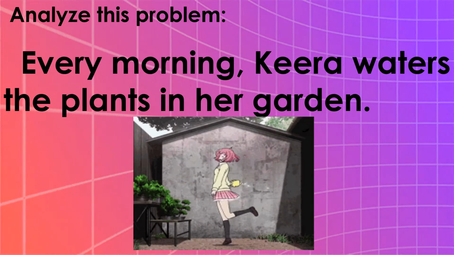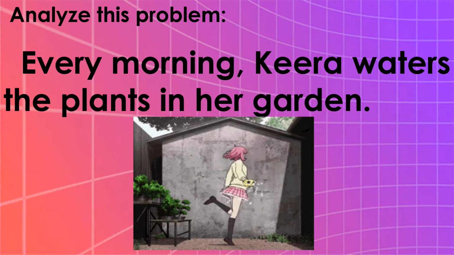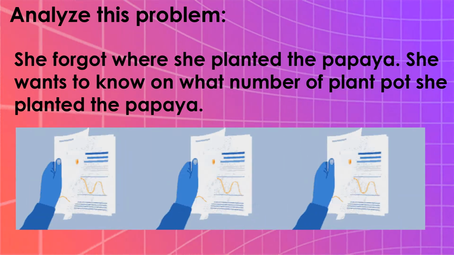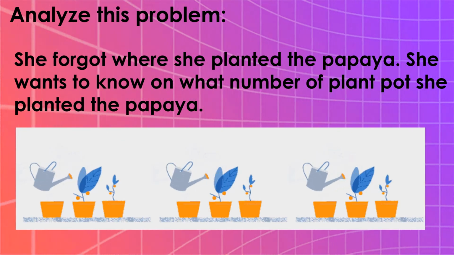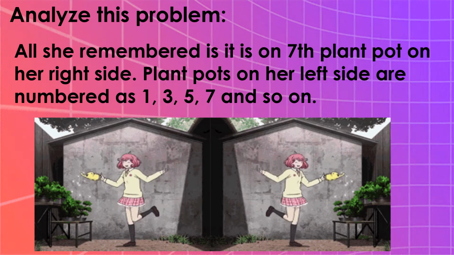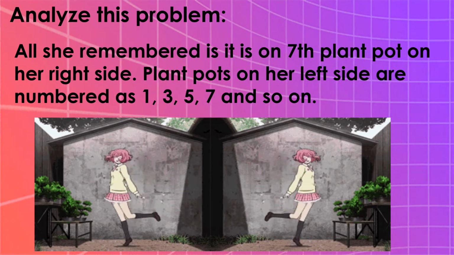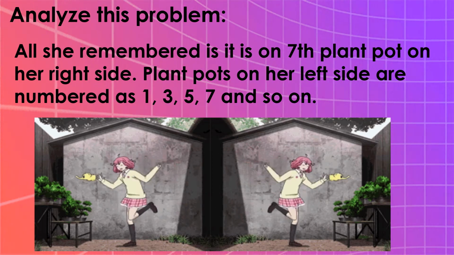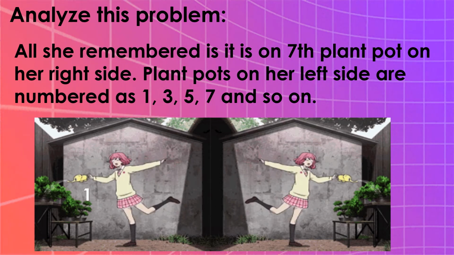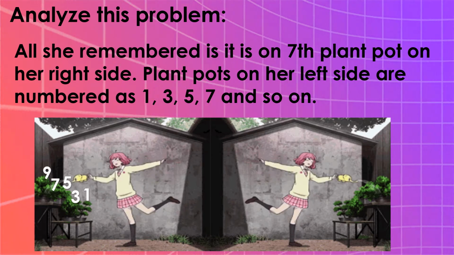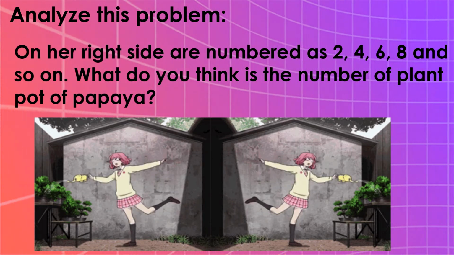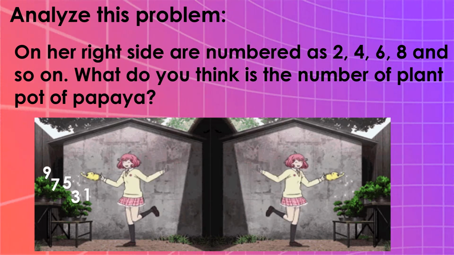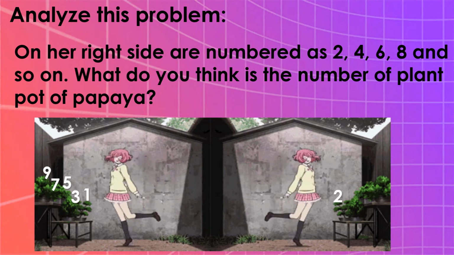So now, class, let us analyze this problem. Every morning, Kara waters the plants in her garden. She forgot where she planted the papaya. She wants to know on what number of plant pots she planted the papaya. All she remembered is it is on the 7th plant pot on her right side. The plant pots on her left side are numbered 1, 3, 5, 7, 9, and so on, while on the right side are numbered 2, 4, 6, 8, and so on. So what do you think is the number of the plant pot of the papaya?